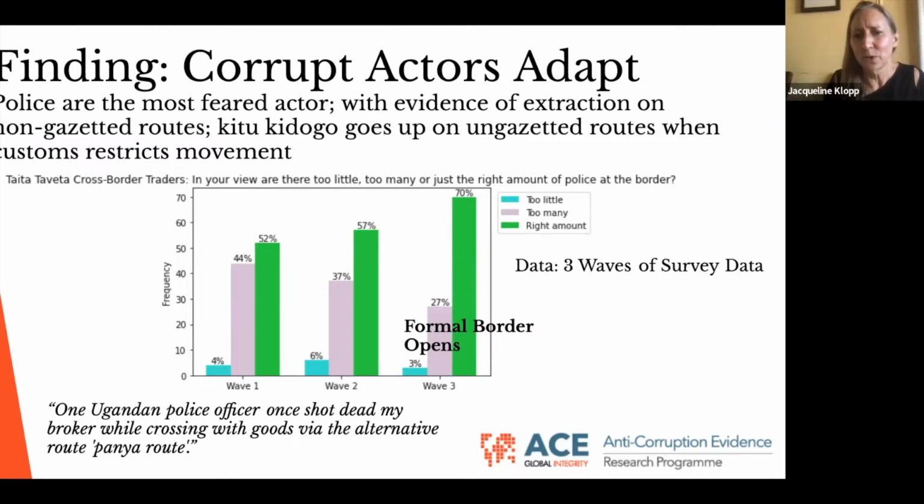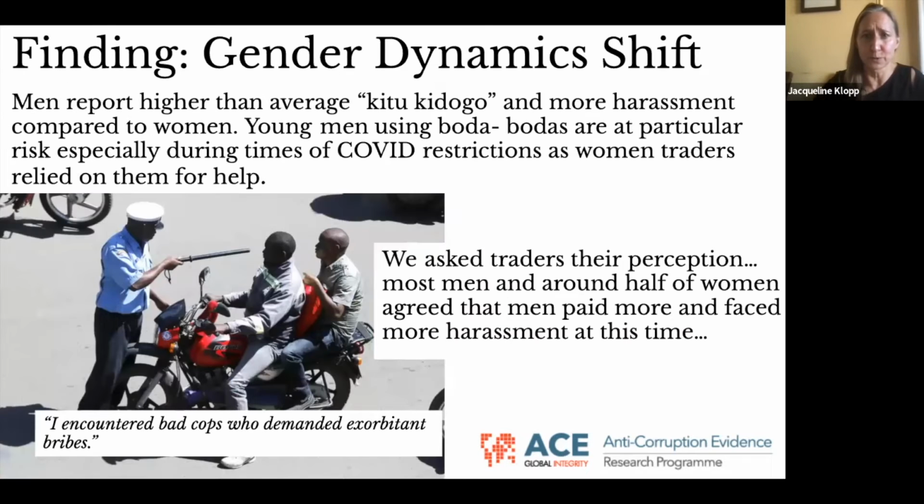And some of the qualitative data really shows why they fear the police, which is no surprise. Some of the things they reported were very severe, like the Ugandan police officer who actually shot and killed one of the traders' brokers. So there is real fear here, and real human rights violations, and real danger in not addressing this question of these ungazetted routes.